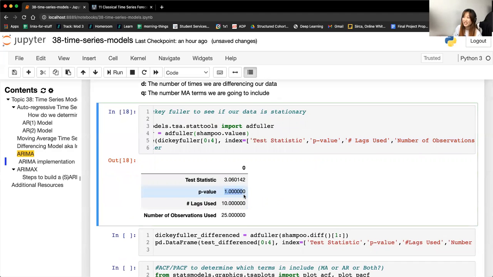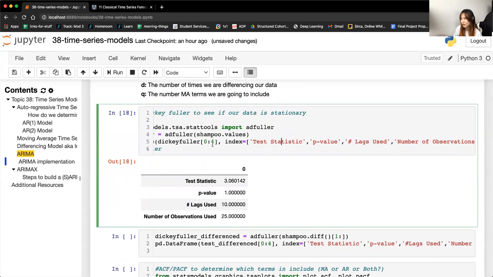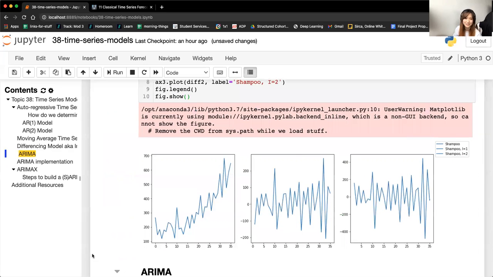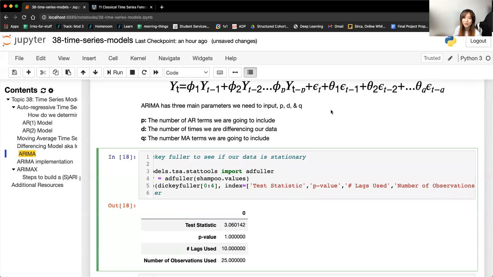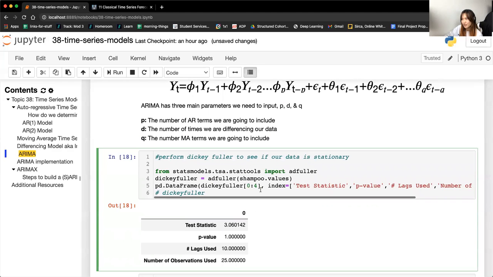Anyways, our p-value ends up being 1. And I mean, we could tell through the shampoo trend that this is not going to be stationary. So our p-value being 1 means that we failed to reject the null hypothesis that this data is not stationary.